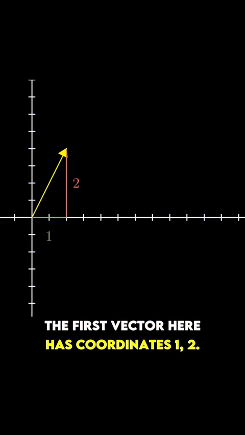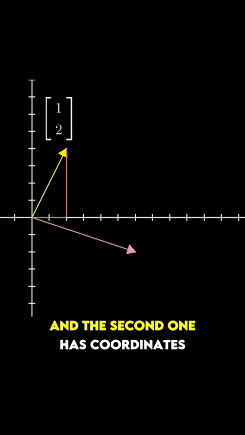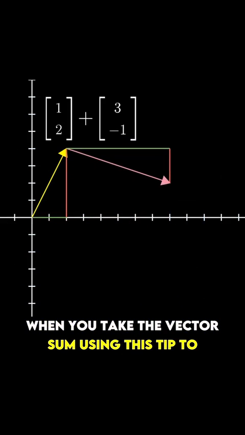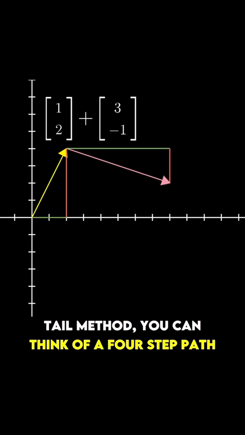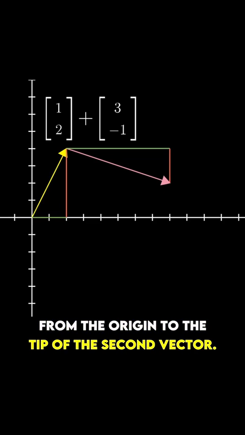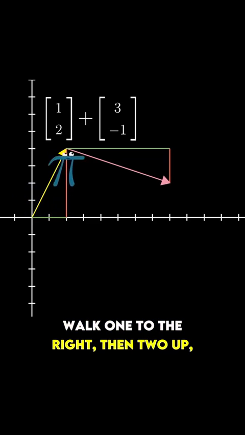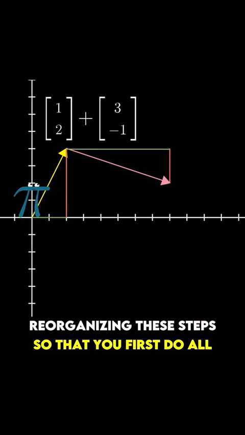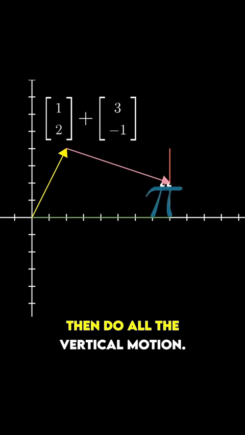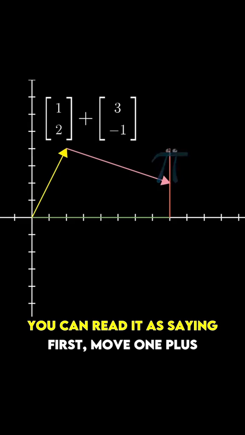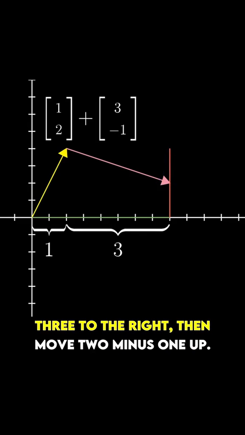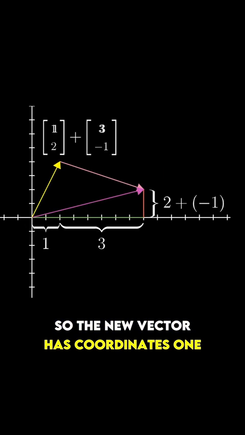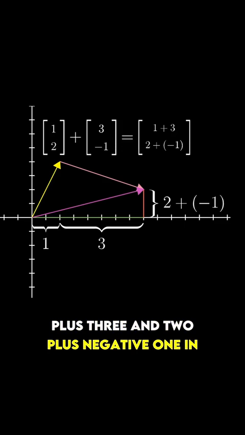The first vector here has coordinates 1, 2, and the second one has coordinates 3, -1. When you take the vector sum using this tip-to-tail method, you can think of a 4-step path from the origin to the tip of the second vector. Walk 1 to the right, then 2 up, then 3 to the right, then 1 down. Reorganizing these steps so that you first do all of the rightward motion, then do all the vertical motion, you can read it as saying, first move 1 plus 3 to the right, then move 2 minus 1 up. So the new vector has coordinates 1 plus 3 and 2 plus -1.